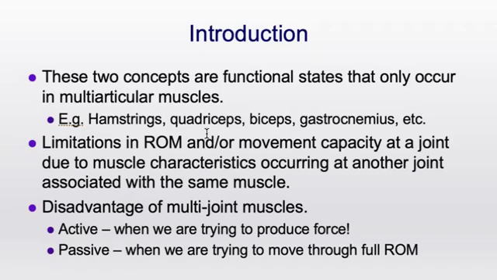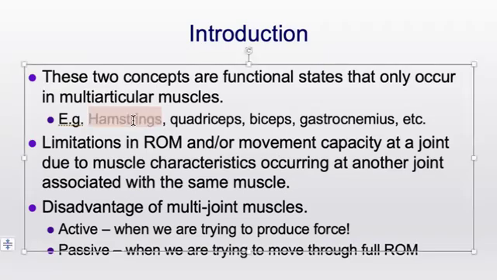These insufficiencies are limitations in the range of motion and/or movement capacity at a joint due to muscle characteristics occurring at another joint associated with that same muscle. It's a bit of a mouthful, but if we think about the hamstring, let's say there's movement happening at the knee. That movement is going to limit the movement capacity at the hip.